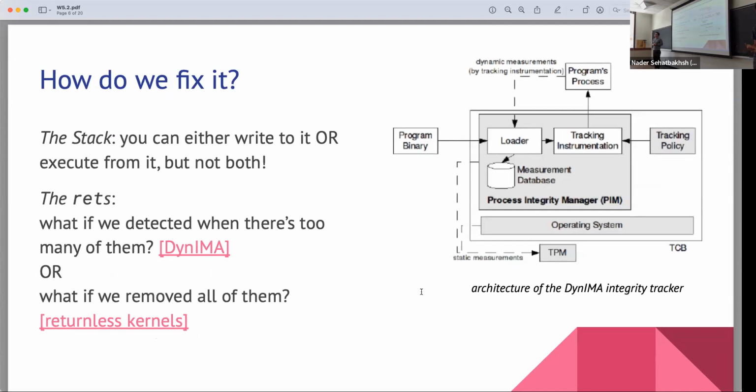We've learned that you can do the W XOR X thing, which is essentially saying you can either write to the stack or execute from it, but not both at the same time. And as for the return instructions, there are solutions for detecting return-oriented programming attacks, like detecting when there are too many return instructions in a small space, which is what this paper, DynIMA, does. And another solution would be, what if we just removed all the return instructions and modified the code in a way that doesn't actually use return instructions? That's what this returnless kernels paper talks about.